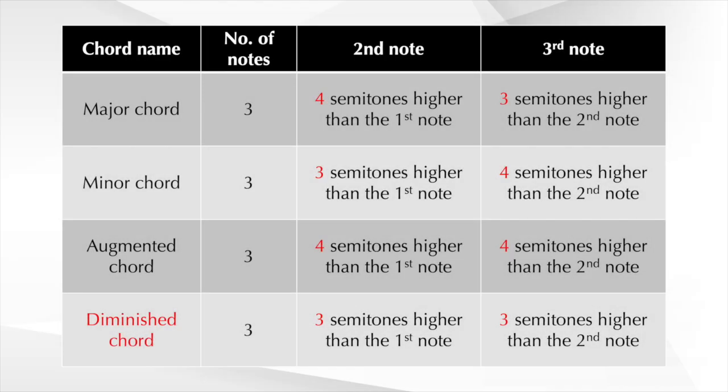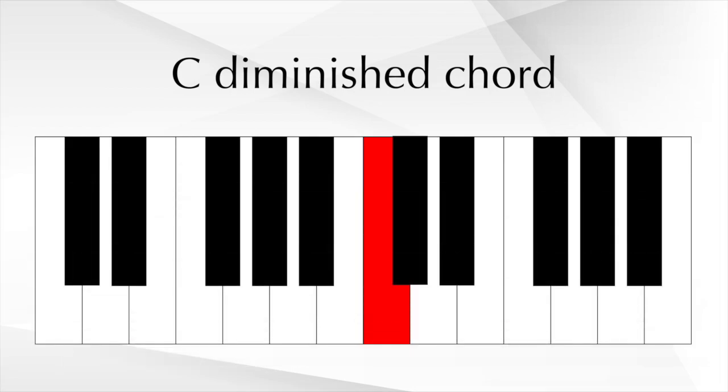The last type of chord we'll go through today will be the diminished chords. For diminished chords, the second note is 3 semitones higher than the first note, and the third note is 3 semitones higher than the second note. Let's use the C diminished chord, which starts on C, as an example.